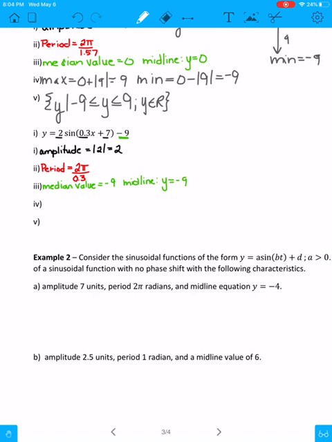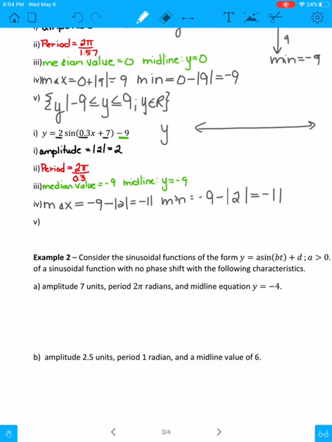And then we have a maximum, which equals negative 9 minus the absolute value of 2, which equals negative 11, or a minimum, which equals negative 9 minus the absolute value of, sorry, not negative 2, positive 2. So you get negative 11, or we could draw it. Y equals negative 9, go up 2, go down 2. Negative 9 plus 2 is negative 7, which would be my max. Negative 9 minus 2 is negative 11, which would equal my min.